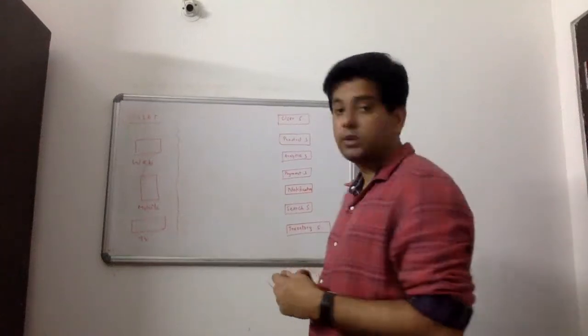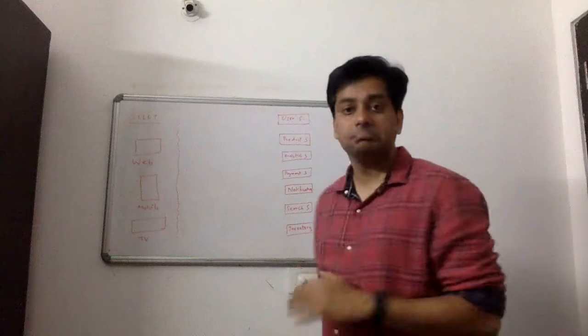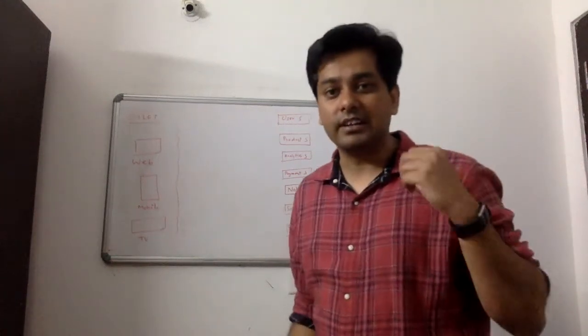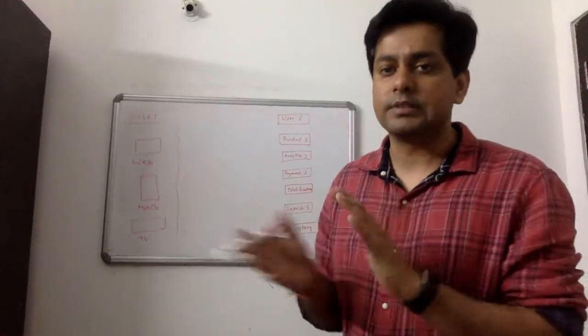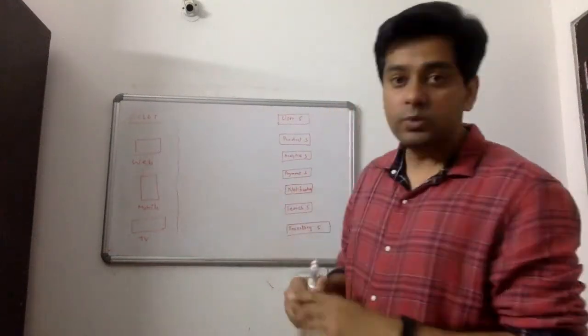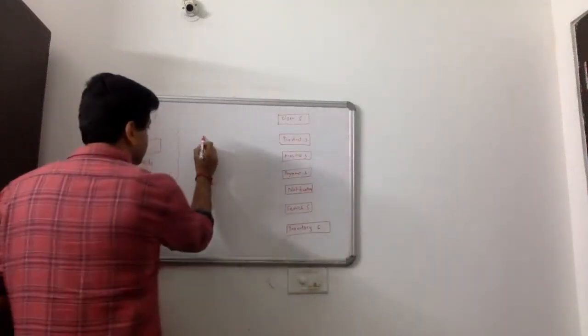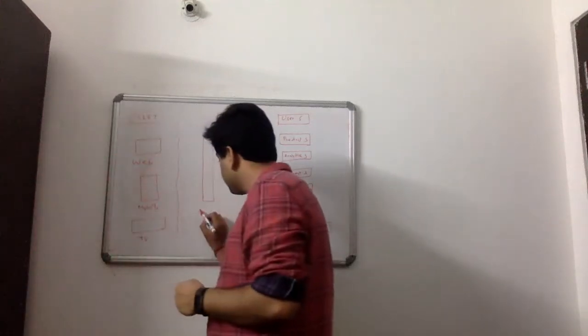Now, does my client need to talk to these services directly? Hell no, because tomorrow a new service gets added. Are you going to send a new update to your application saying your APK has changed, you have to talk to a new service now? No, no, no, no. You need to talk to an API gateway. So there has to be something called an API gateway.